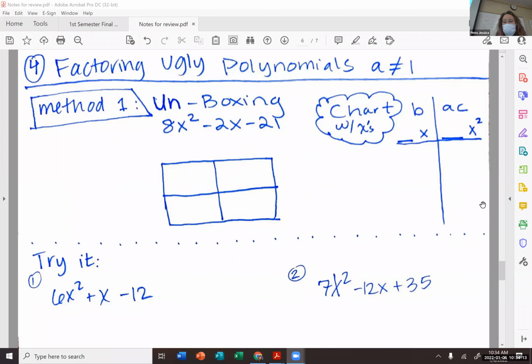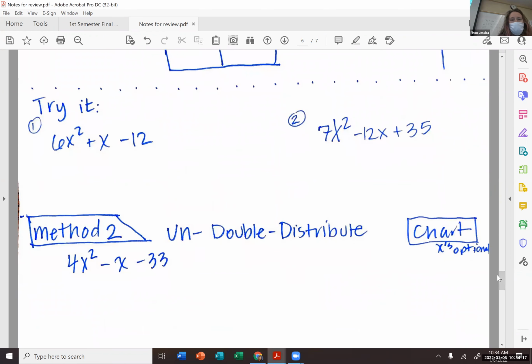Let's try number one. We're not going to do number two because of course we're going to want to work on our worksheet. We have a little bit less time than I realized today. So I'm going to make my chart right here. It's going to be 1 and then 6 times 12.